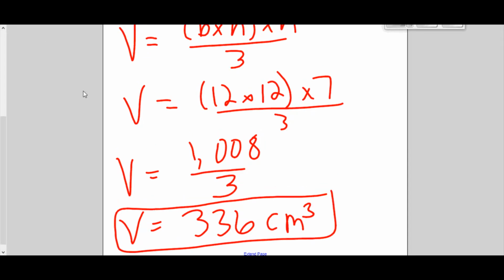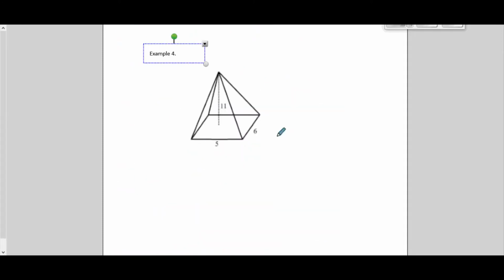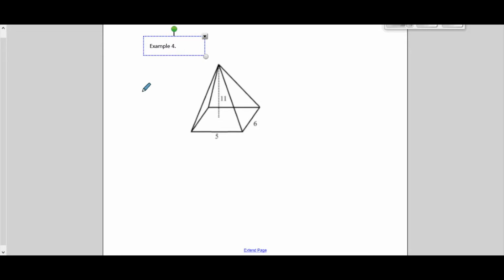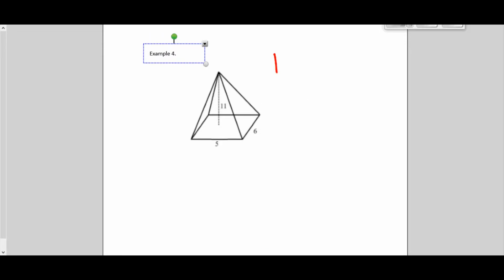So pause the video if you need to finish this one. Next one is similar to that last one. So I want you to try this one on your own. So pause the video, give it a try, and then when you unpause it, I'll have worked it out for you.